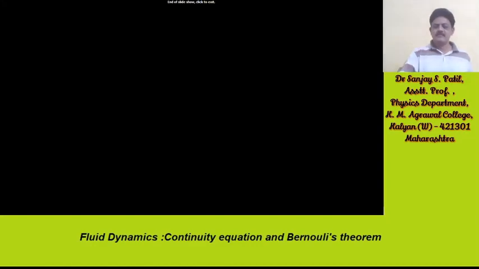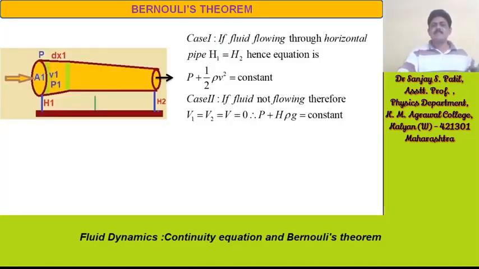Now we will see two cases. Case 1: if the fluid is flowing through a horizontal pipe, h1 is equal to h2, hence the equation is P plus 1 half rho v square is equal to constant. Case 2: if the fluid is not flowing through the pipe, therefore velocity v1 is equal to v2 is equal to v is equal to 0. So the equation becomes P plus h rho g is equal to constant. So this is all about Bernoulli's theorem, which is a famous theorem in fluid dynamics.